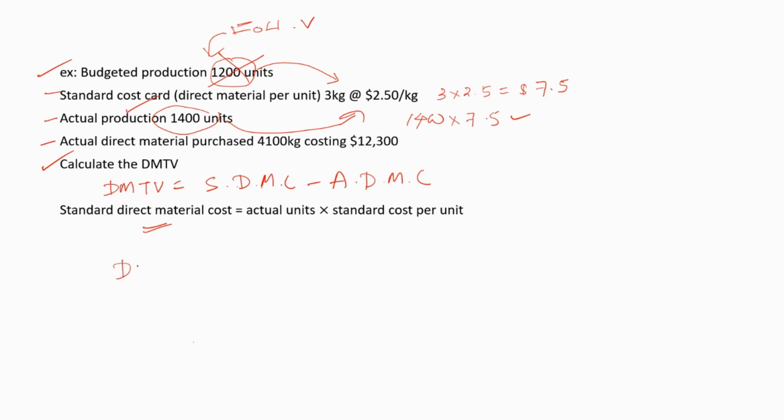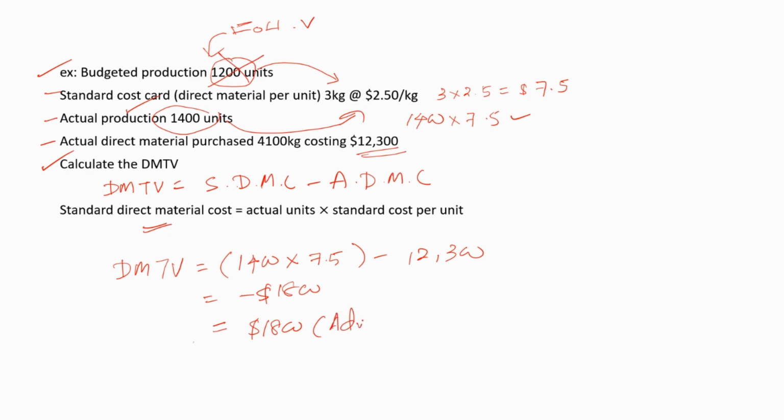Now let's calculate the DMTV. So the standard direct material cost is equal to actual production units, which is 1400, multiplied by the standard cost per unit, which is $7.5, minus the actual direct material cost, which is 12,300. This is equal to minus $1,800. This means this is an adverse value. We can write this value as 1,800 adverse.